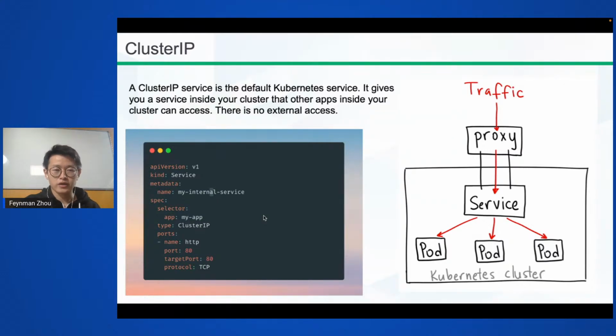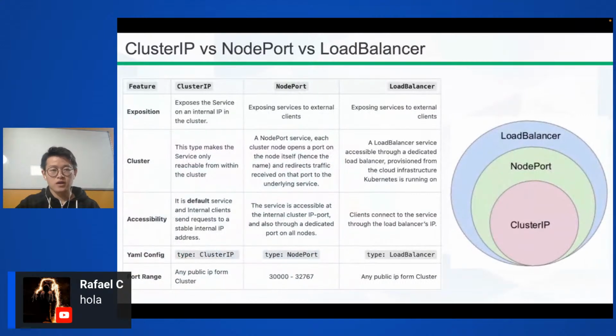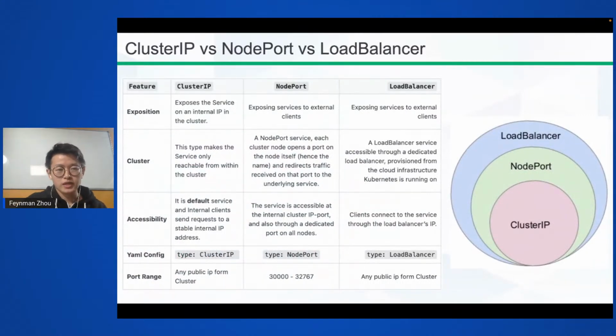That means you can access this service via its service name or ClusterIP. It will assign a static IP to this service, which means you can access it inside your cluster. And this is the traffic topology for a request from the proxy to a service within your cluster. Next, we will move to the NodePort and the LoadBalancer.